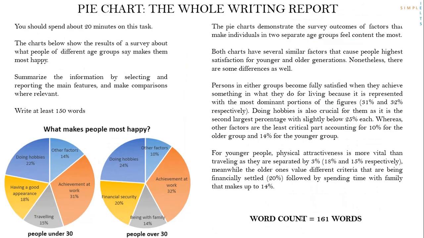So this is the whole writing report, and the word count is 161 words. So we already passed the threshold of 150 words. So that's it for me in explaining this pie chart.